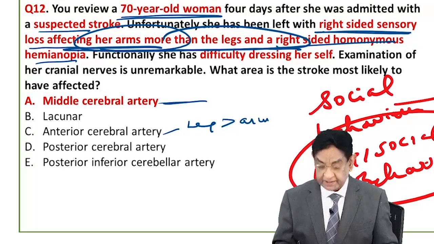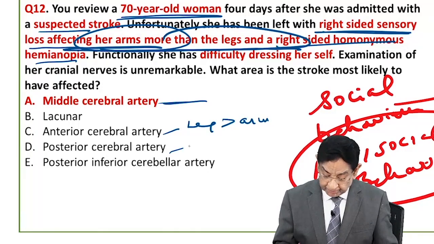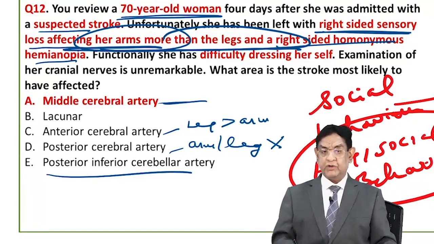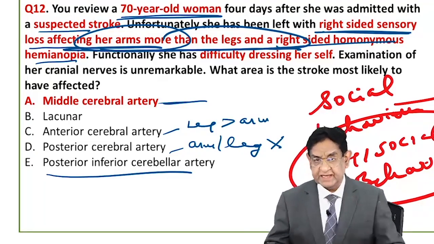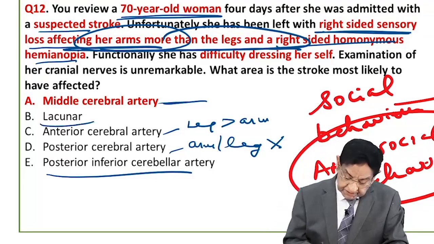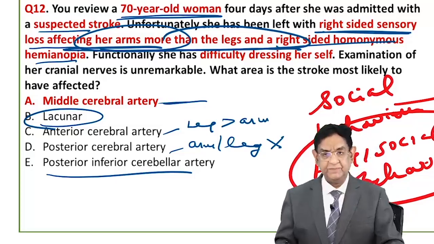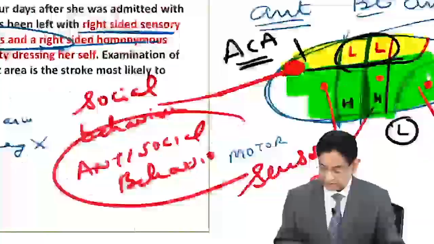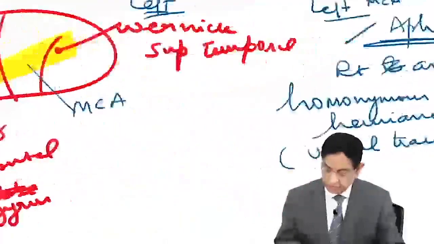Posterior cerebral artery leads to more of a vision problem. It does not lead to arm or leg weakness. PICA is altogether a different entity. We discussed it in great detail, so I don't need to elaborate on PICA. Yes, I must talk about lacunar infarct. This is a very frequently asked question. So let's talk about lacunar infarct.